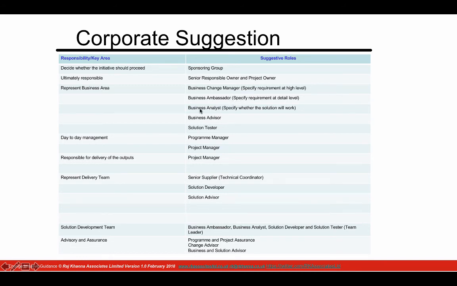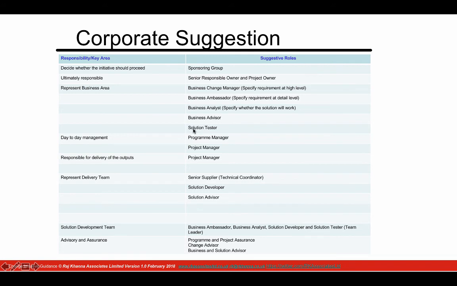The business analyst roles we've already discussed, and business advisors are people, as the name suggests, who are advising from a business perspective. And they may also be referred to sometimes as assurance. So as you see at the bottom, there's project assurance or program assurance. But at least this way you know they're advising the business. So perhaps you may call them business assurance, and therefore they're advising the business.